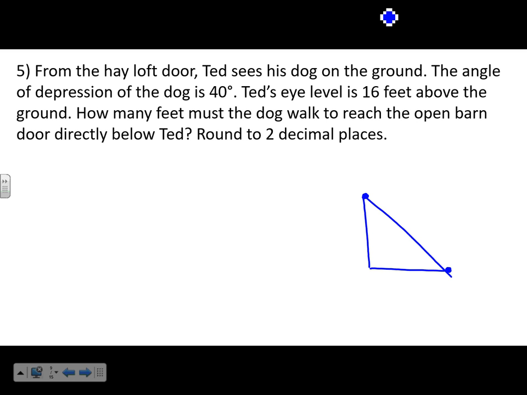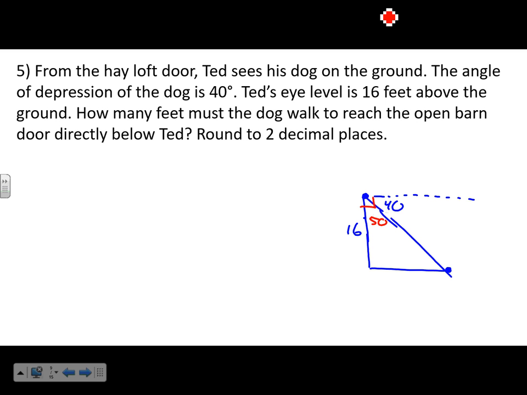Ted's eye level is 16 foot above the ground. Oh, sorry, the angle of depression is 40 degrees. Now again, that's not this angle, that's not 40 degrees. The angle of depression is this, is 40 degrees. Which means, again, that's got to be 90 degrees here. So if this is 40, this one has to be 50. So now we have 50, we have 16.